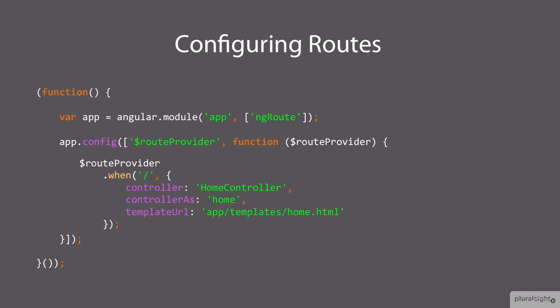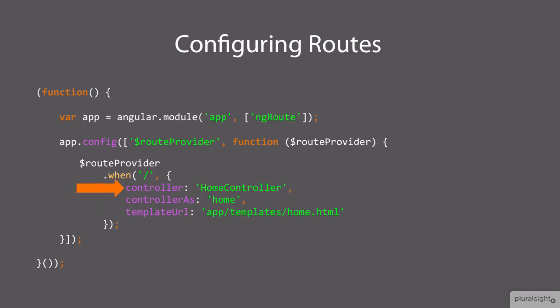For each route, we call the when function on the routeProvider. The first parameter passed to it is a string representing the URL of the route. In this example, I've just specified a / as the URL, meaning this will be the route for the root of the application. The second parameter to the when function is an object that lets you specify properties on the route. In this example, I'm showing some of the more common properties you're likely to specify.